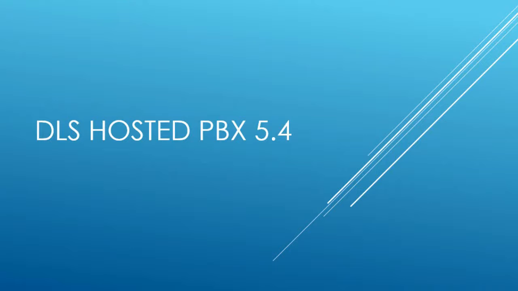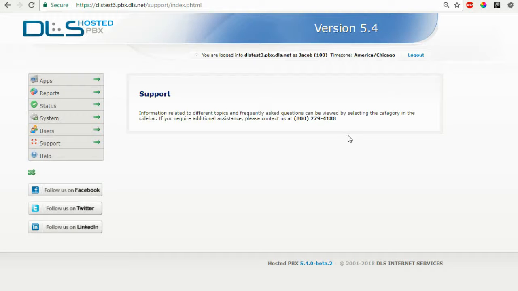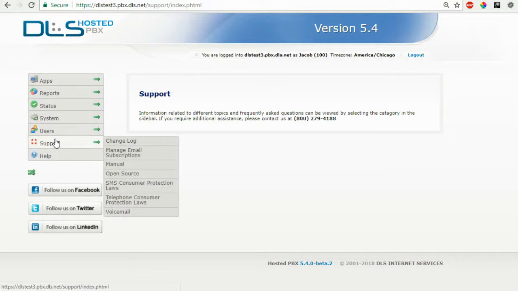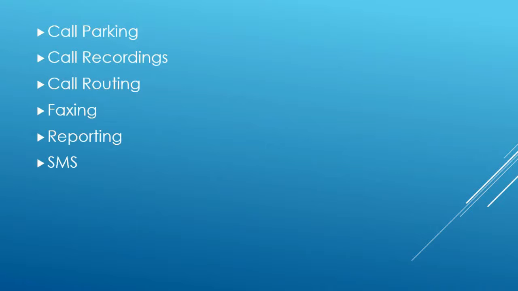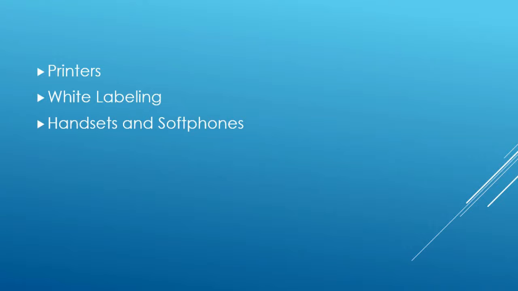Today, we're going to be covering some of the changes and additions introduced in version 5.4 of our hosted PBX. As a reminder, a full list of changes made in our latest release is available by visiting Support, Changelog. This presentation will include changes to call parking, call recording, call routing, faxing, reporting, and SMS. Also covered in this presentation is the newly added support for printers, enhancements to the white labeling feature, and newly supported handsets and soft phones.